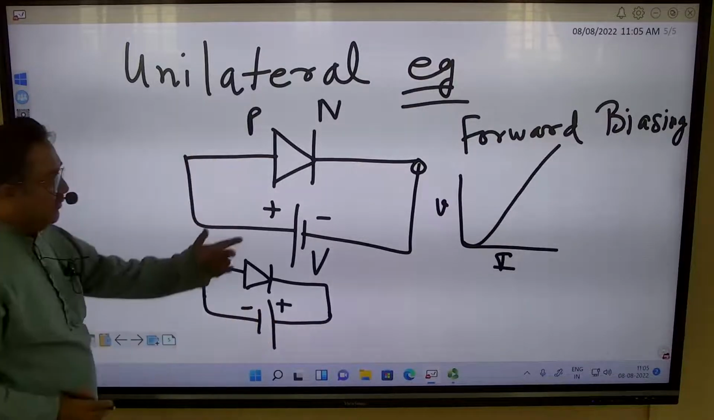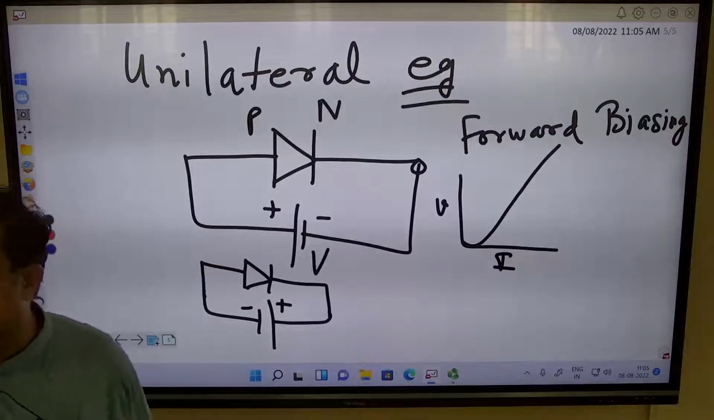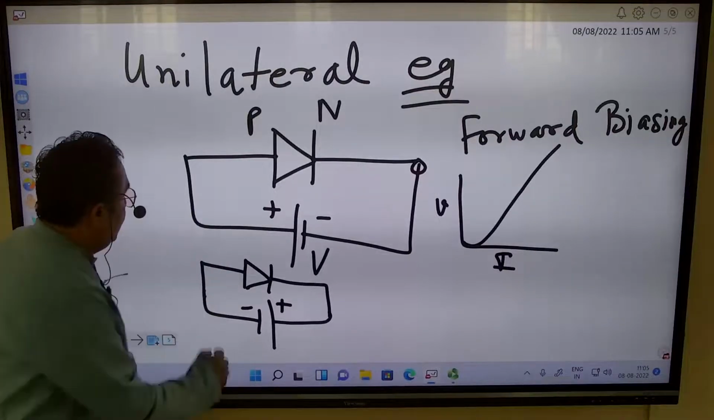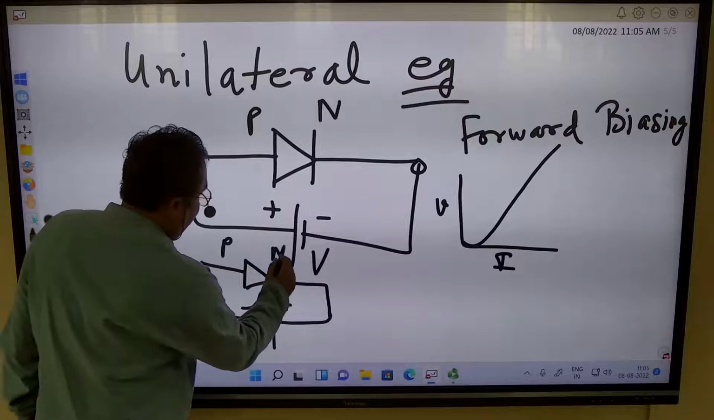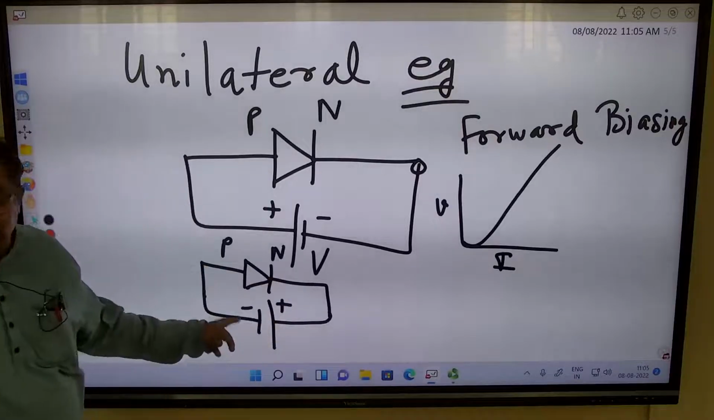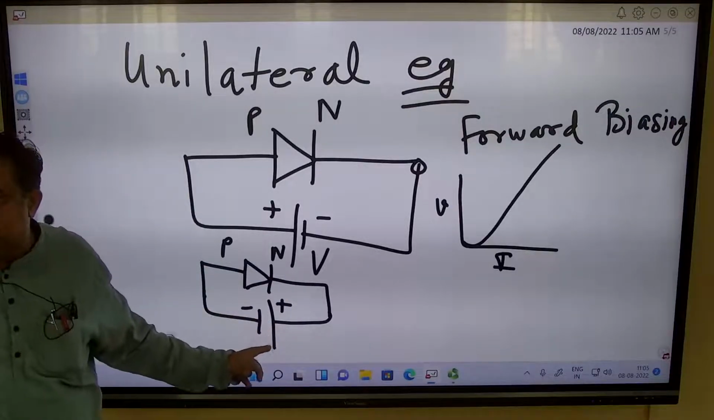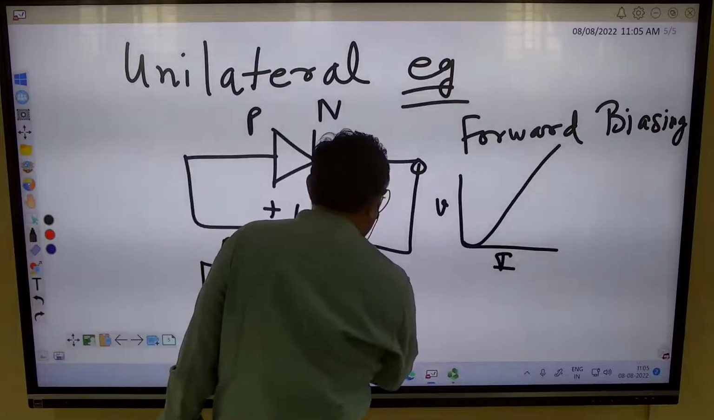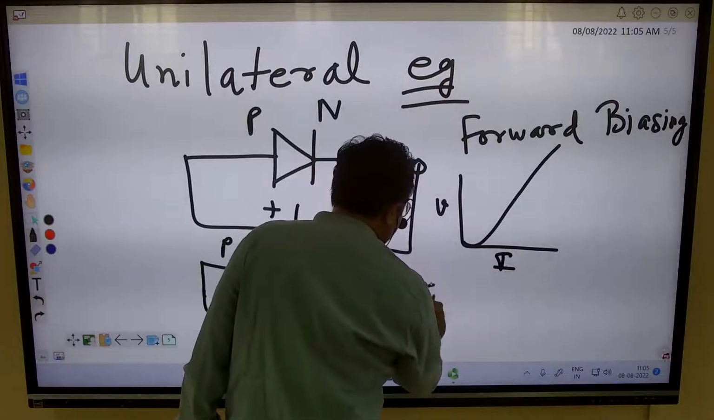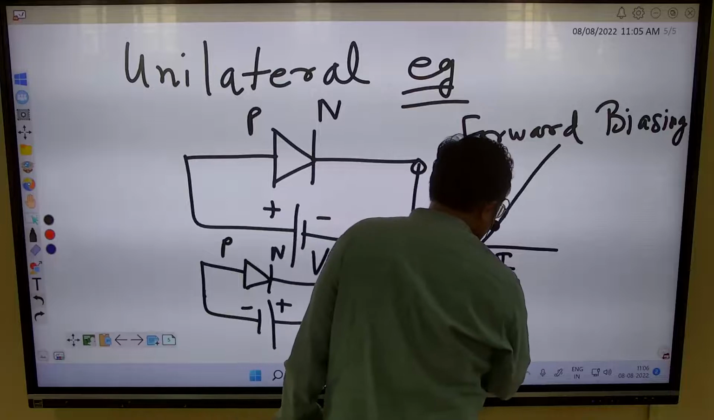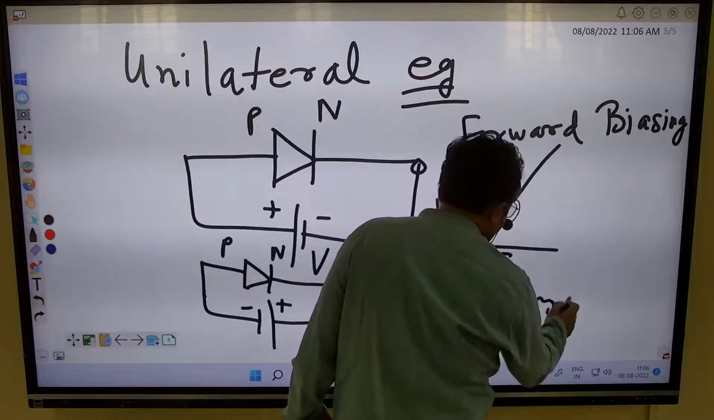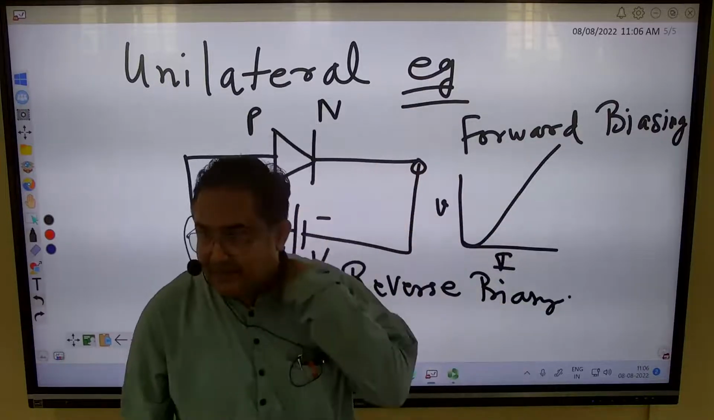So this will be termed as which biasing? P is being connected to negative and N is connected to positive. So this will be called reverse biasing. So in reverse biasing, do the VI characteristics remain the same? No.